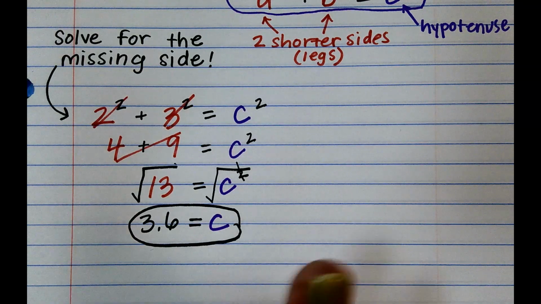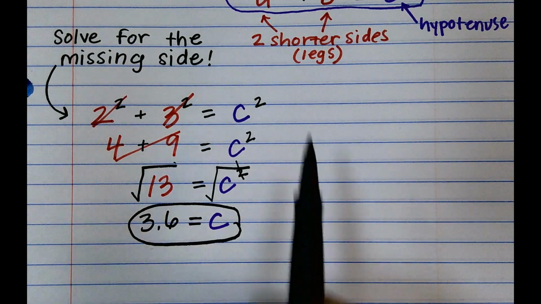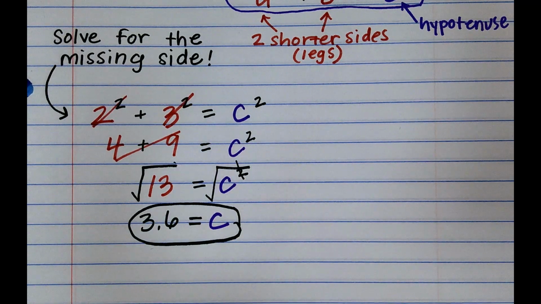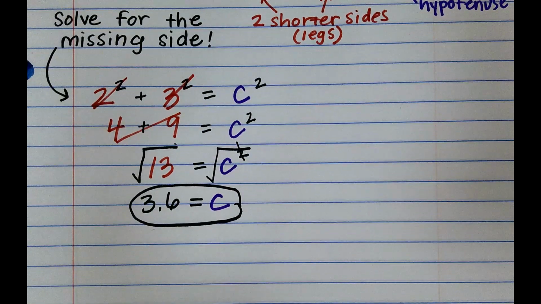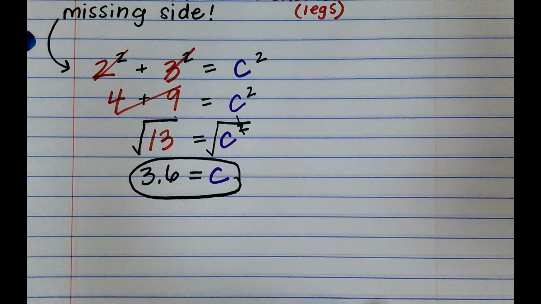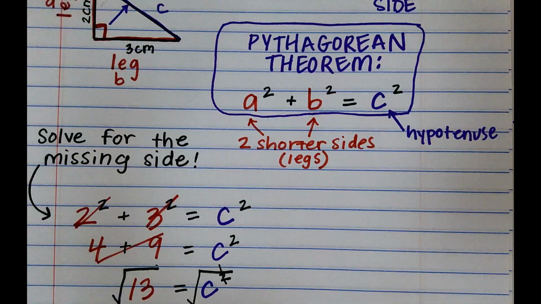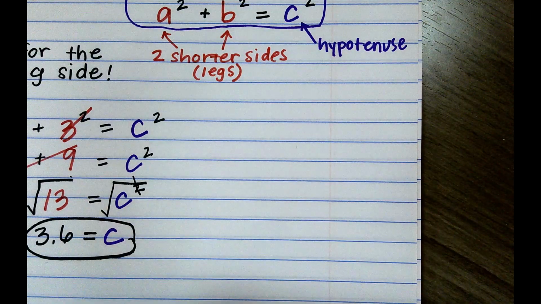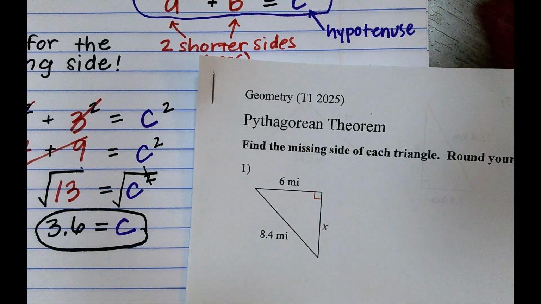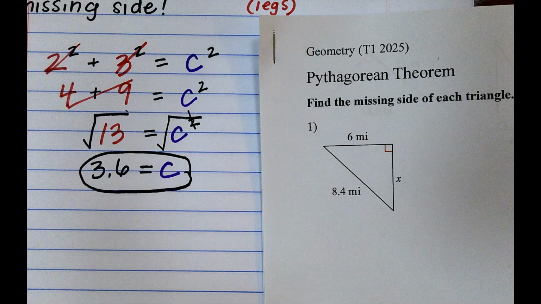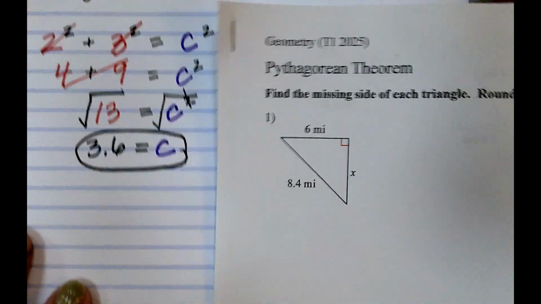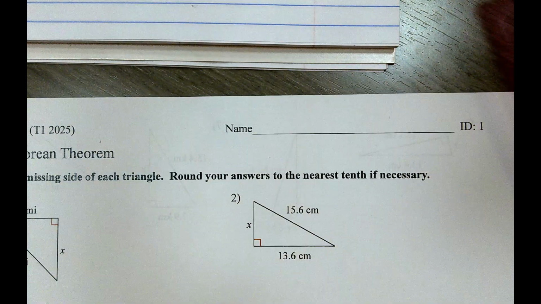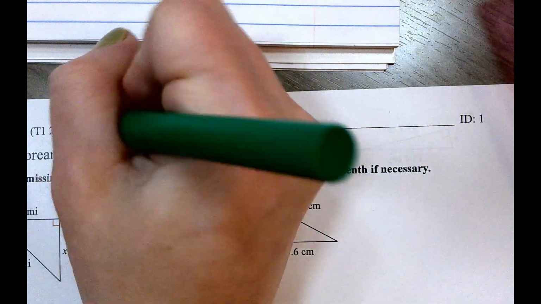So that being said, this one was a little easier because c was what we were solving for. But now let's say we have something like this. Let's use number 1 on this worksheet. I'm going to write up here, this is our day 9 worksheet.